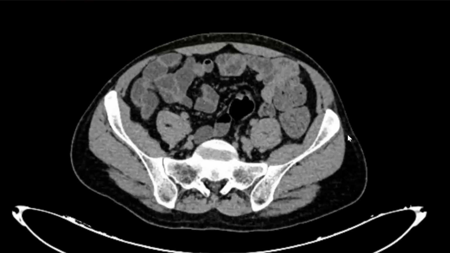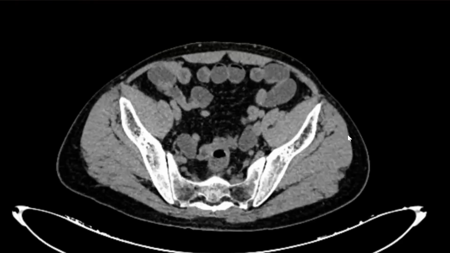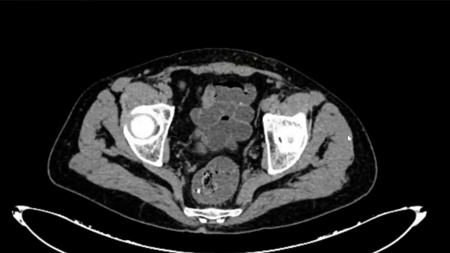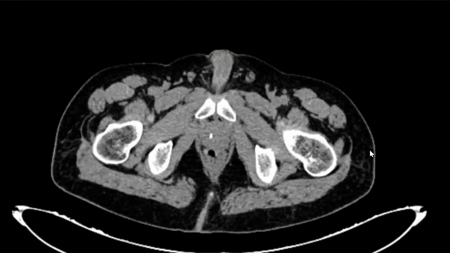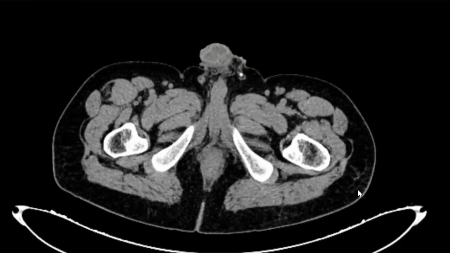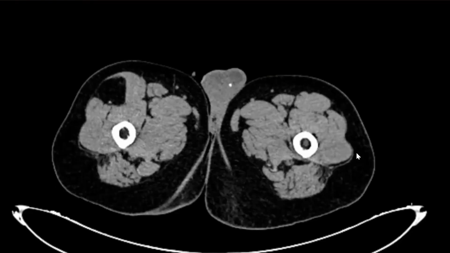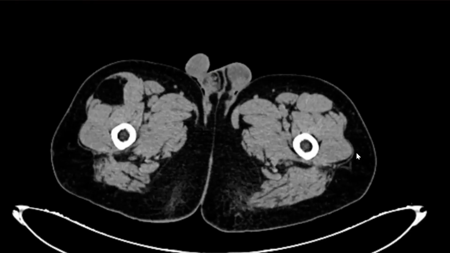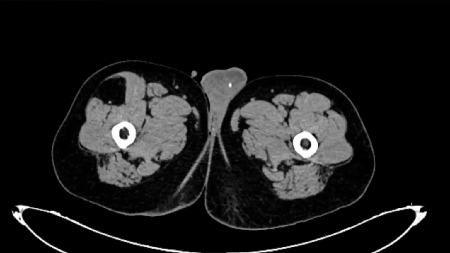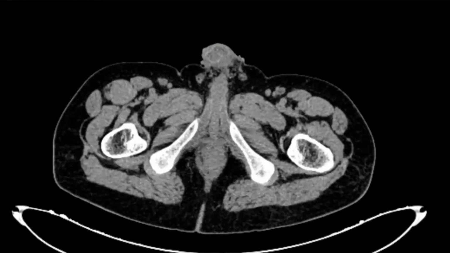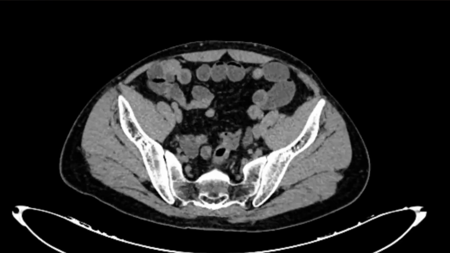I'm scrolling from cranial to caudal. The patient has abdominal pain. I could not see any gross abnormality as of now. He's a male patient, and there is a bit of fluid in the scrotal sac. I'll just go back to the.